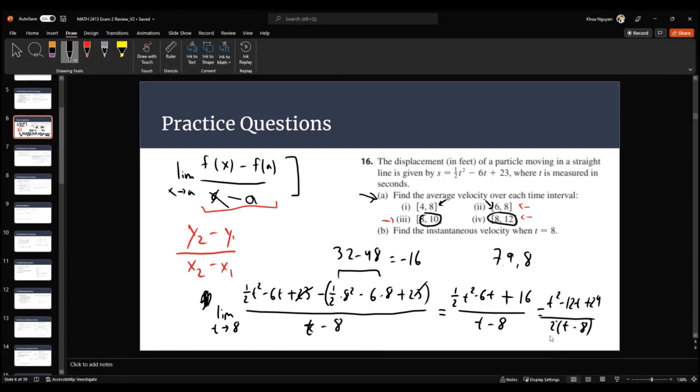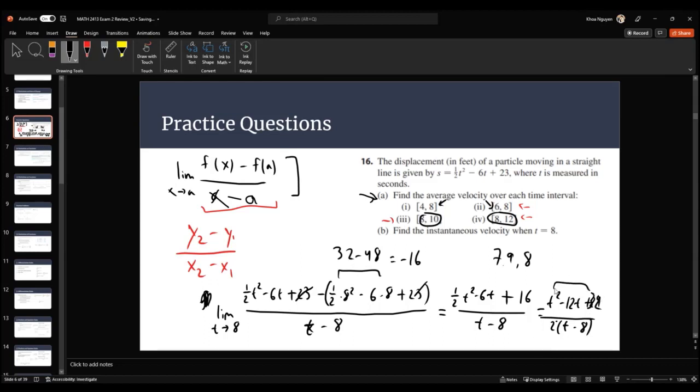Something doesn't seem right. So it's always good to double check that you plug things in right. You get 1/2 t squared minus 6t plus 23. And then you have 32 minus 48, which is negative 16. But then there's a negative here, so that becomes a positive 16. And this is all divided by t minus 8. When you factor out 1/2, it becomes 16 becomes 32. Oh, I can't. Okay, I can't multiply. All right. Sorry about that.